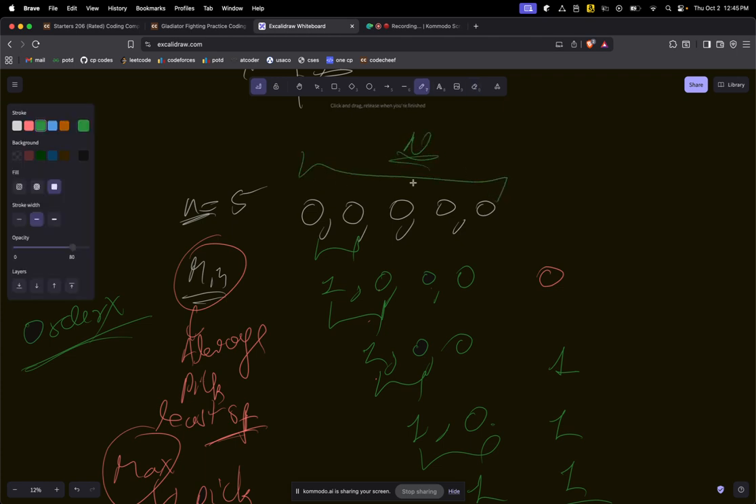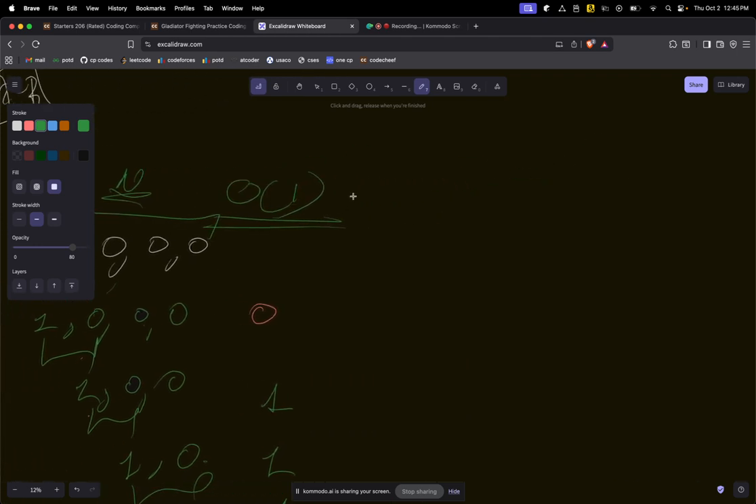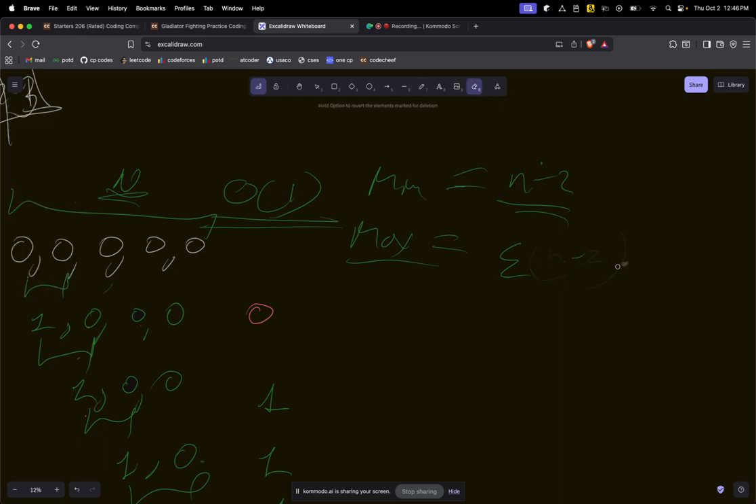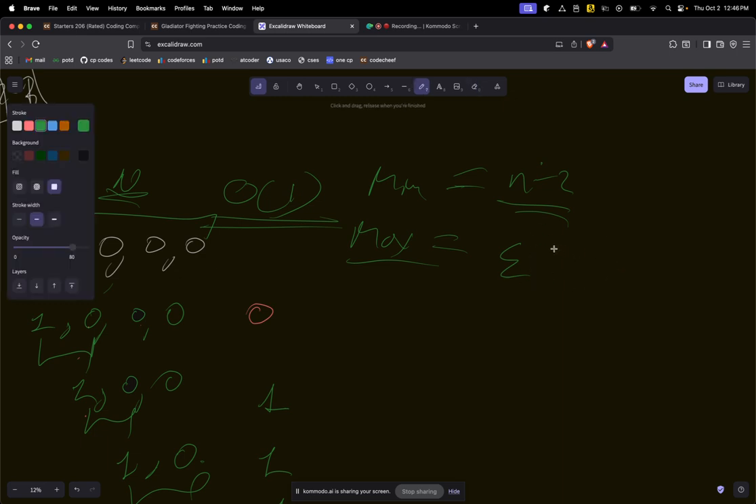That is fine. But the other thing you can also notice is that you can solve this in order one time. How? The minimum answer would be n minus 2, and the maximum answer would be the sum of i, that is the sum from i equals 1 to n minus 2. So what is the sum from 1 to k? That is k into k plus 1 by 2.